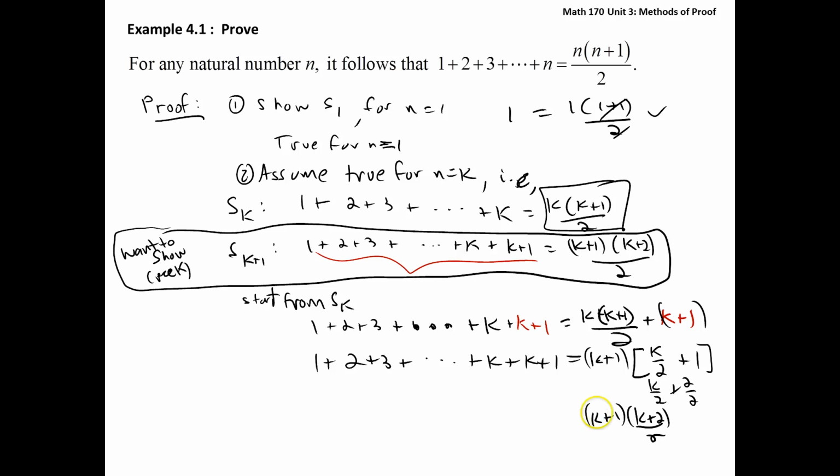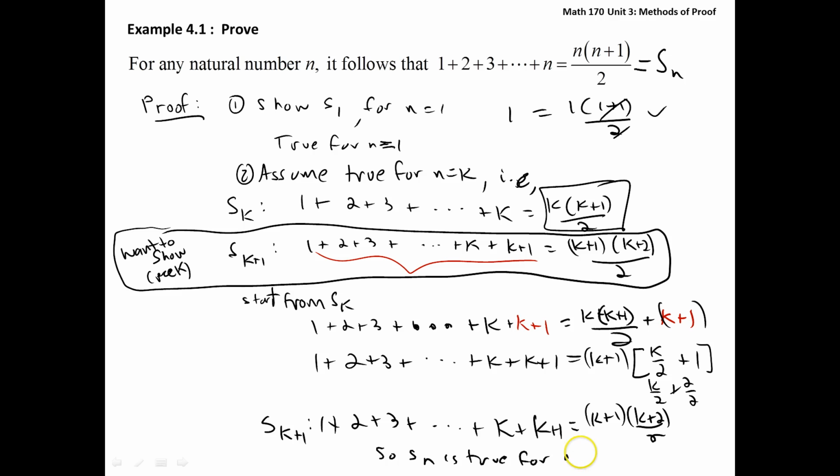And so we have exactly S sub k plus 1. Just with a little bit of algebra, not much at all, we can show how S sub k being true leads to the fact that S sub k plus 1 is true. You can always knock down the next domino. And therefore we're done. So S sub n, if we call this statement S sub n, is true for all n. And we're done. Mathematical induction.